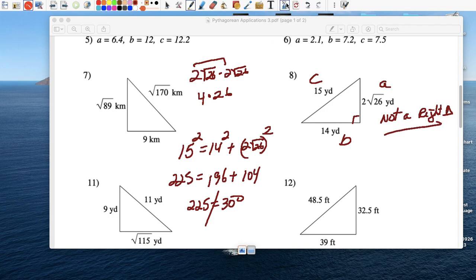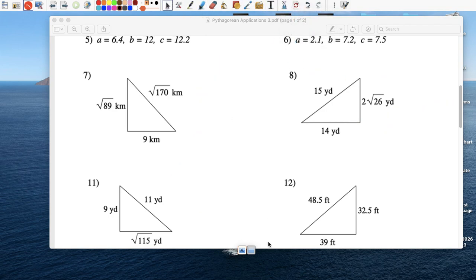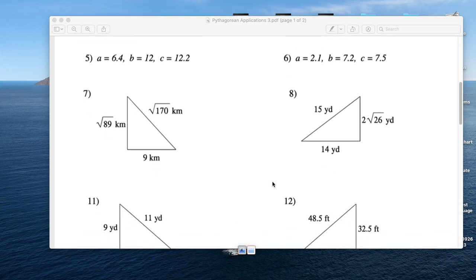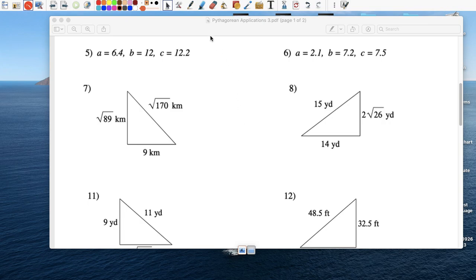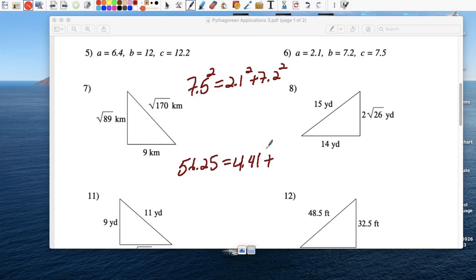Okay, for number 8. And I think I skipped 6. So let me go back to 6. So 6 over here. Right, so 6, we have sides 2.1, 7.2, 7.5. Remember, the hypotenuse is always the longest side of the triangle, right? So this actually tells you C, A, and B. All right, so 7.5 to the second power equals 2.1 to the second power plus 7.2 to the second power. 7.5 to the second power is 56.25. 2.1 to the second power is 4.41, and plus 7.2 to the second power is 51.84.